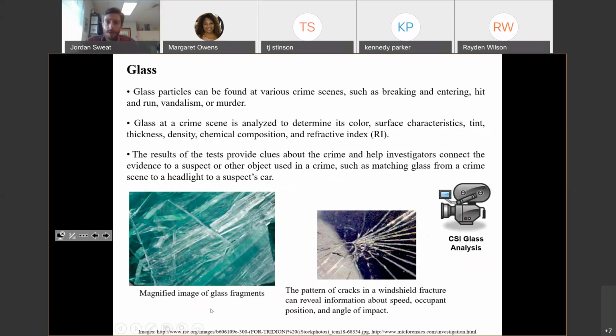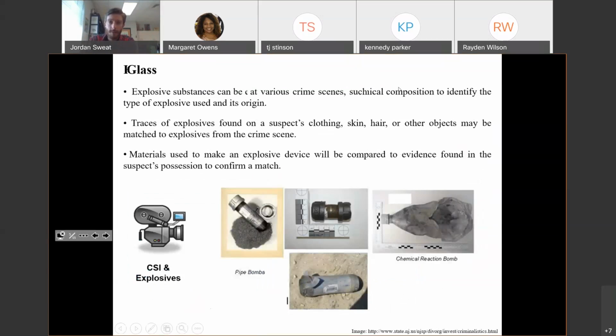Same thing with glass. We identified those individual characteristics that make it unique. So we were talking about things like the color of the glass, the tint, the thickness, the chemical composition, and its refractive index. So, how much sunlight is able to be absorbed and how much sunlight is reflected.